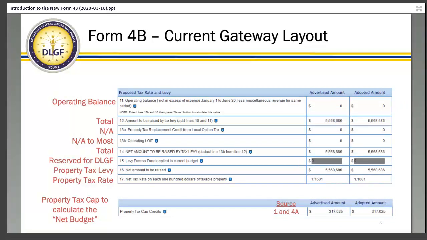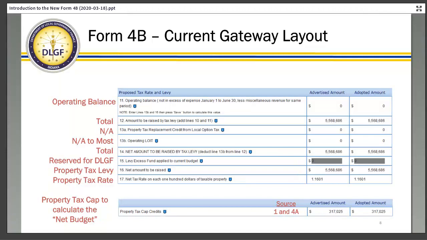Now, the bottom half of the 4B is extremely important, but it is one of the more complicated sections of one of the more complicated forms involved in budgeting. The first line represented is your operating balance, and we're going to come back to this line. We're going to work our way through lines 12 through 17 before coming back to the operating balance. Operating balance should be the star of the show, but let's touch on some of the supporting characters before we do a deep dive into that one line.